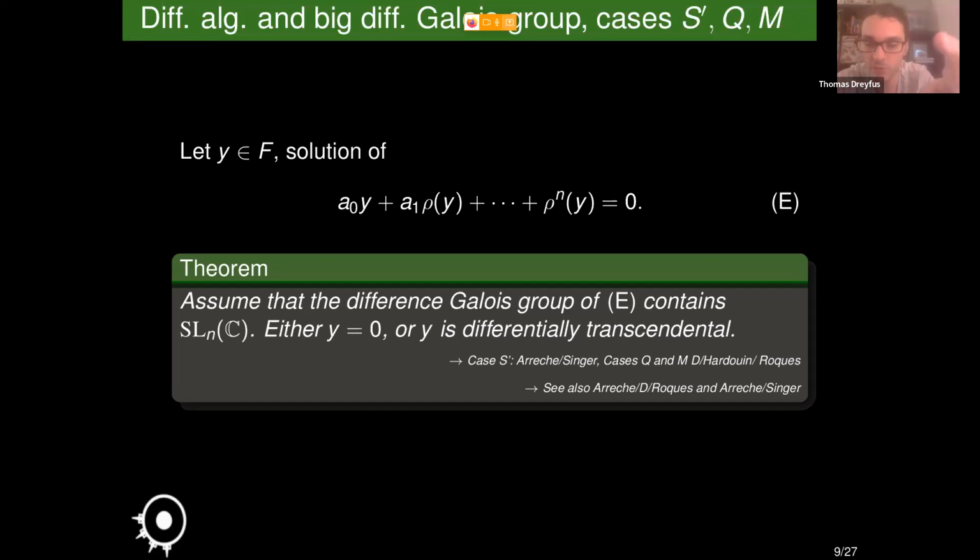because you have an assumption on the difference Galois group, so an assumption on the algebraic relations that Y satisfies, and you find a conclusion on the algebraic and differential relations that Y satisfies. So it's a much stronger conclusion than expected.